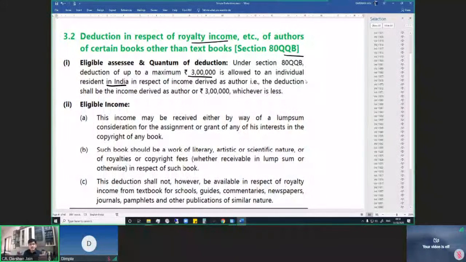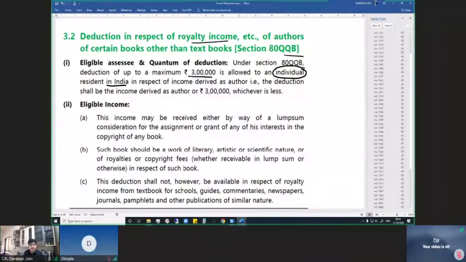See, the deduction is in respect of royalty income earned by authors of certain books, right? And therefore the deduction is available only to individuals, because authors could be individuals. The maximum amount is 3 lakh rupees or the royalty income actually received. If the royalty income is less, let's say 1,50,000 rupees, you could claim deduction only to the extent of the amount received and not 3 lakh rupees. However, if the royalty income is 5 lakh rupees, the maximum deduction would be 3 lakh rupees.